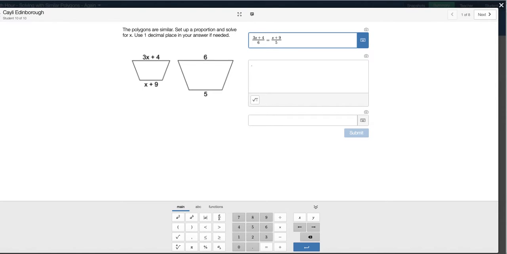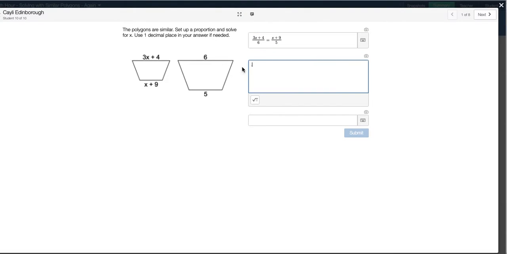Now, at this time, you can work this proportion out on your notebook paper. You do not have to type in this box. Remember that you can simply type a period here, or you can type your work out in here. It's your preference.